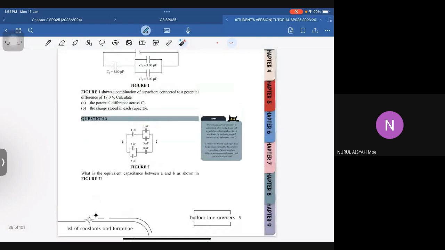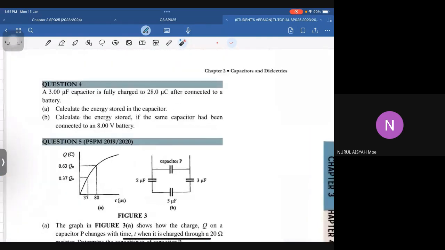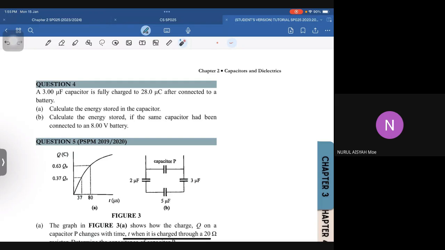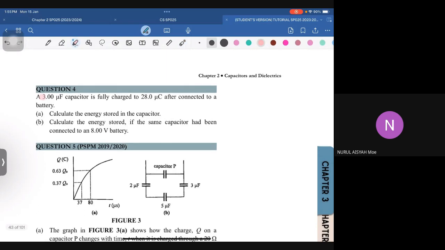Okay, so let's look at question 4. Okay, untuk question 4, we have a 3 microfarad capacitor, so it is fully charged to 28 microcoulomb after connected to a battery. So kalau kamu ada masalah, mana satu capacitance, mana satu charge, kamu kena tengok unit. So kalau unit dia farad, kamu kena ingat itu adalah capacitance. So this is C, which is equal to 3 microfarad. So kalau unit dia coulomb, it is charge. Okay, so Q is equal to 28 microcoulomb.